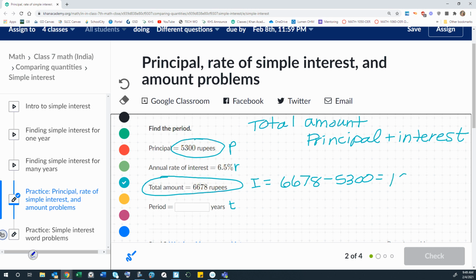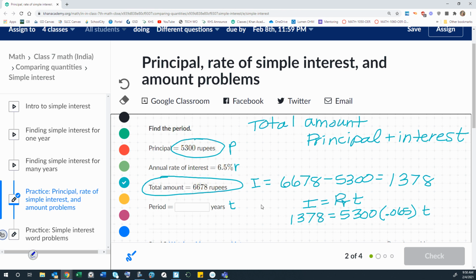So that would give us 1378 in interest. So now we have all the numbers we need. So for I equals PRT, I is 1378, and principal is 5300, and rate is 0.065, or you can do that 6.5% button. And then we have T.